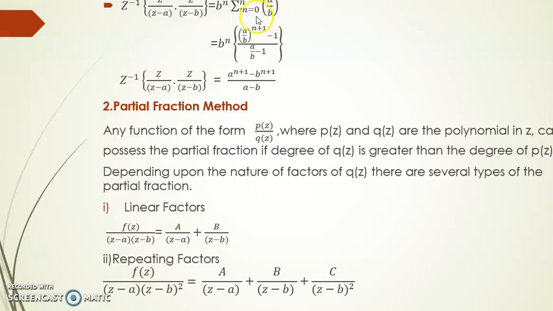This series is a GP. So its answer is b power n times [(a by b) to the power (n plus 1) minus 1] upon [(a by b) minus 1]. After simplification we get this answer. Now the partial fraction method. We will see the partial fraction method in our next presentation.